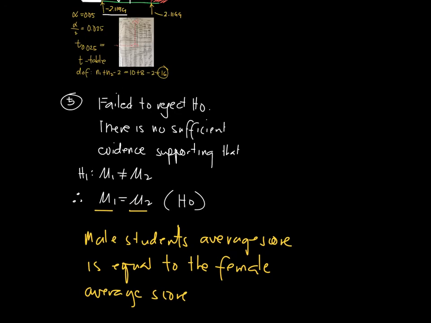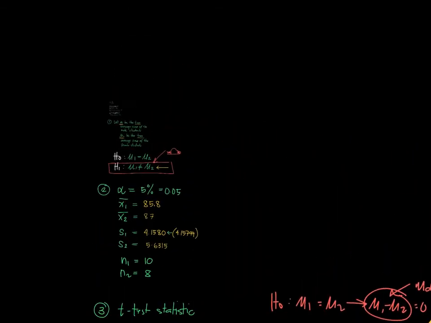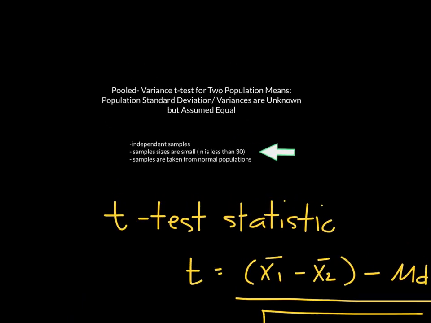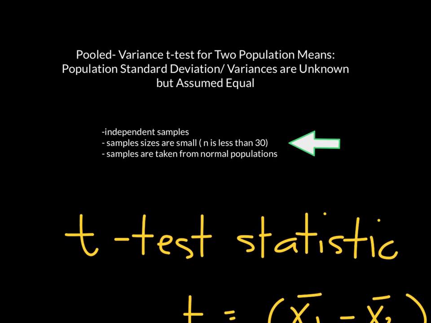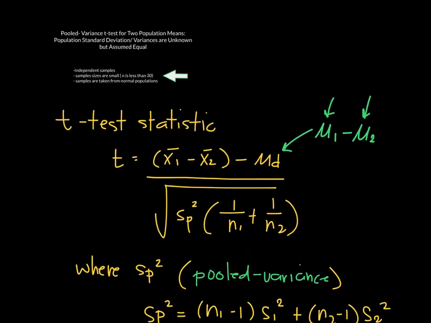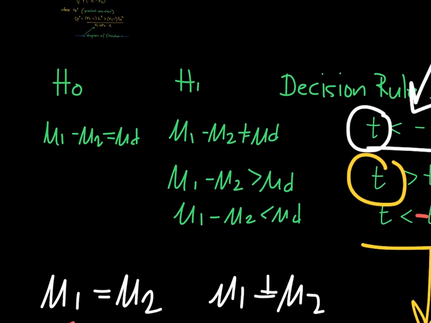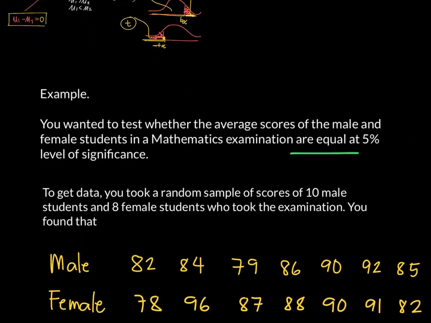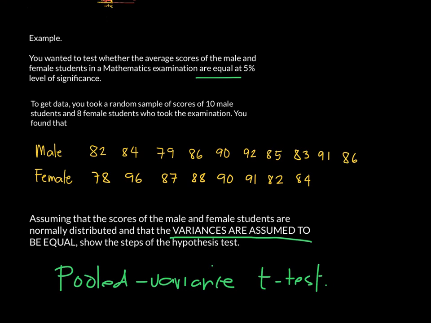Okay, so that's how you perform the hypothesis test for two population means with, so here's our starting point, two population means, population standard deviation and variances are unknown but assumed to be equal. Now, to easily identify whether the problem is about two population means with variances unknown but assumed to be equal, it will also help if you look at the format of the problem, usually by just looking at the data that you have. You have sample sizes less than 30, and there is also an indication that the variances are assumed to be equal. So immediately, this will fall under the pooled variance t-test.